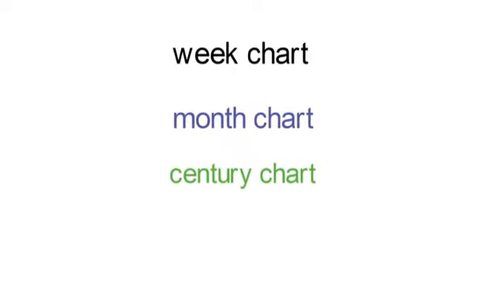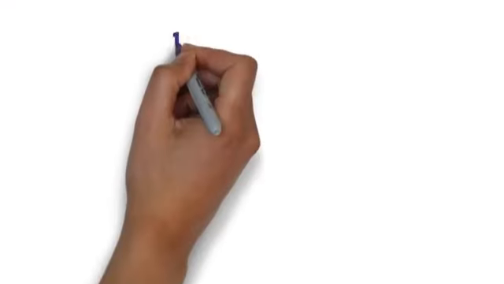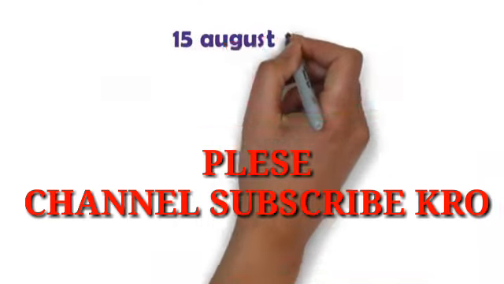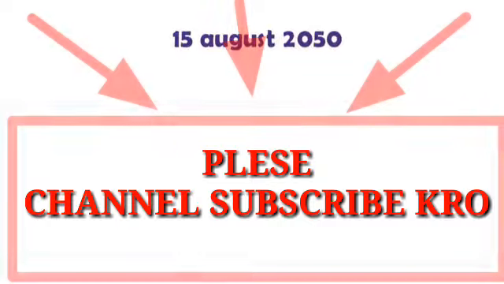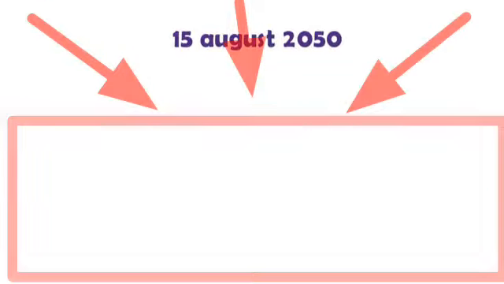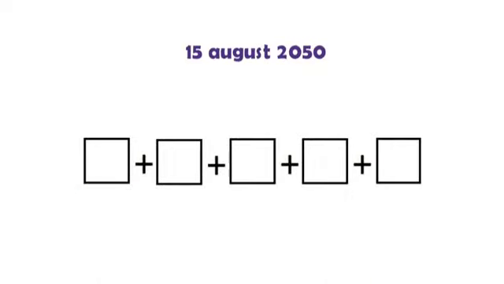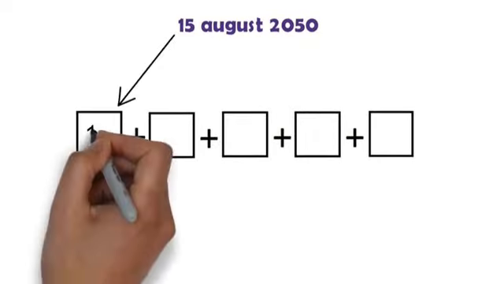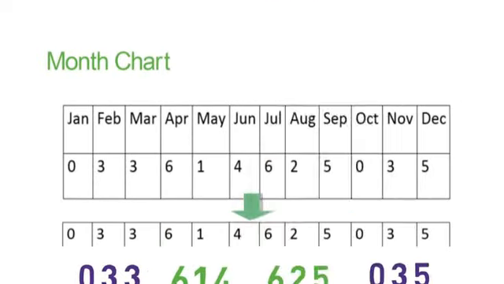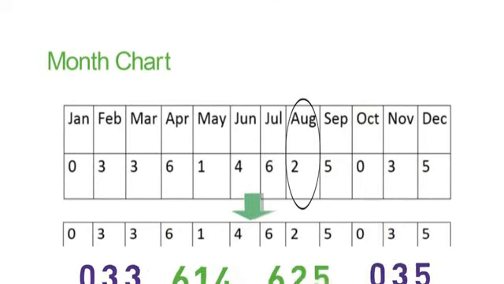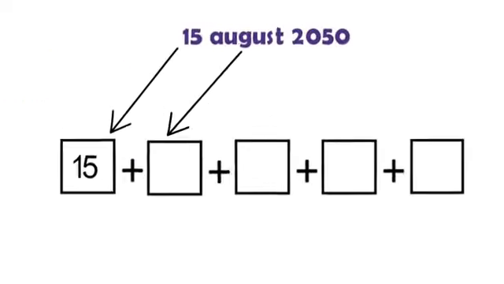Okay, let's start. Take any random date. To solve it, we need to do only one addition and one division. Let's do the addition first. We have to add 5 numbers. First, the date itself. Second, the month code. From the month chart, for this problem, write the code for August, which is 2.